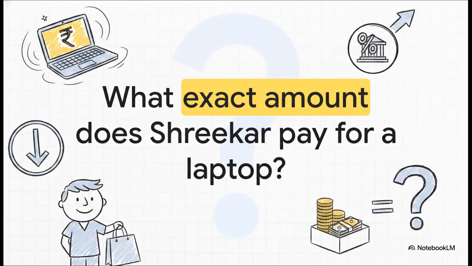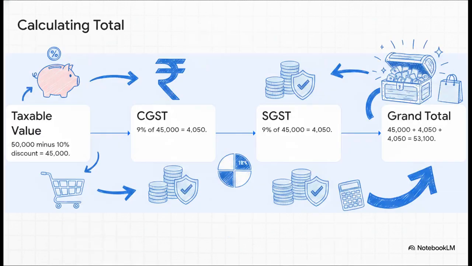Let's solve a highly relatable real-world math problem together. Imagine Shrikar is buying a brand new laptop. The printed price on the box is 50,000 rupees. And the kind shopkeeper gives him a 10% discount. But the government's prescribed GST rate for laptops is 18%. So can you determine the exact final amount Shrikar has to pay before he leaves that store? I'll guide you through this calculation carefully.